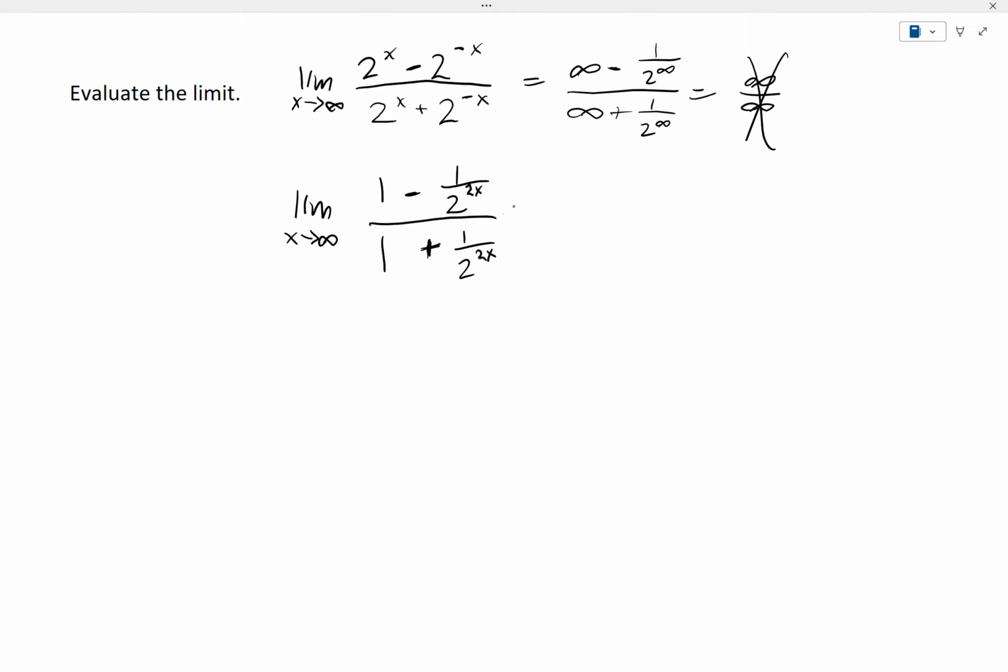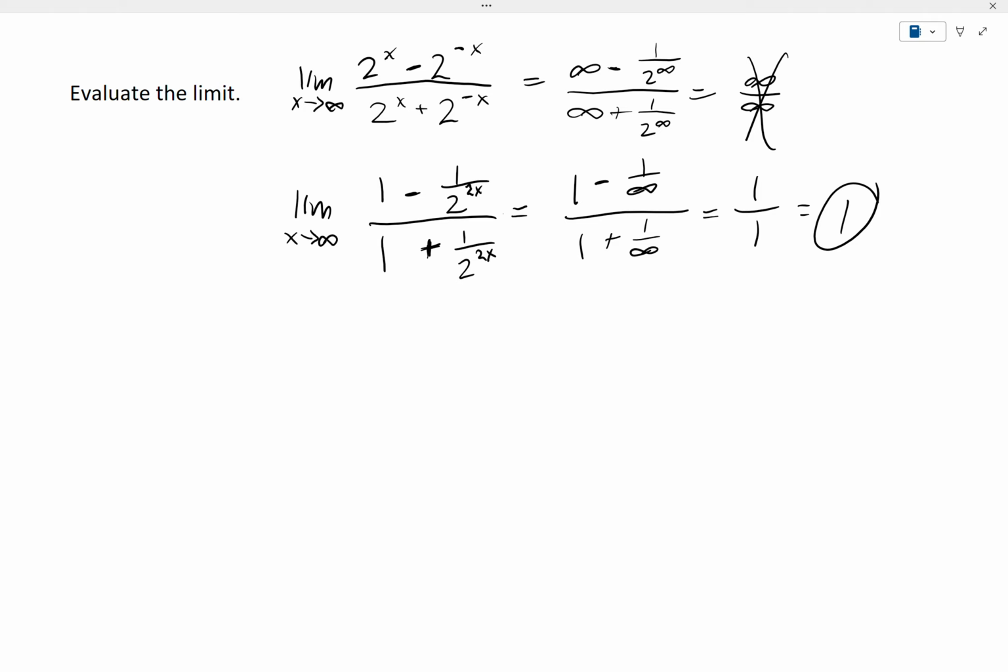Now what happens when I plug in infinity? Well, I get 1 minus 1 over infinity all over 1 plus 1 over infinity, which is just 1 minus 0, so 1 over 1 plus 0, which is just 1. So we get 1 over 1, and that is just 1. And that's the answer to this limit.